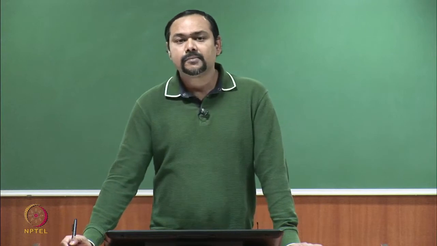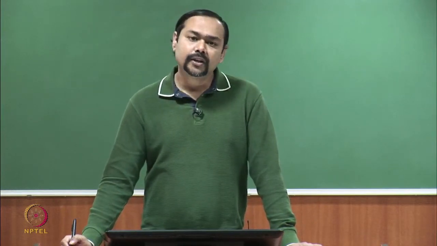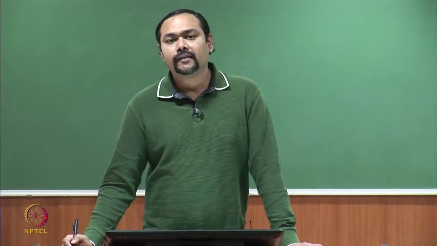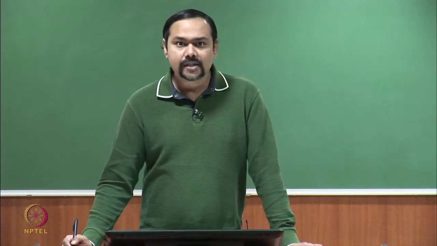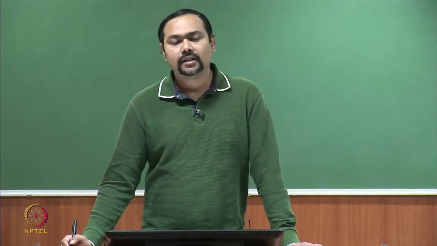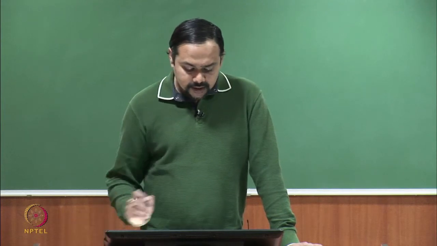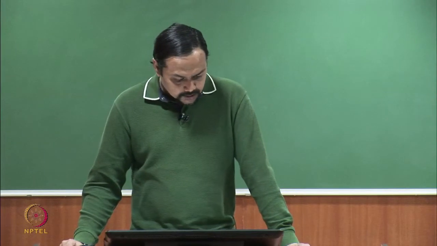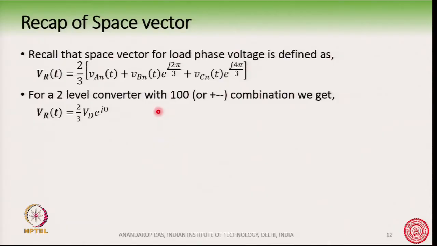So, you can have space vectors of different types of quantities. You can have space vector of current, you can have space vector of load phase voltage, you can have space vector of pole voltages of an inverter like that, and these quantities VAN, VBN and VCN, which are instantaneous time quantities, may be balanced or unbalanced. So, space vector is basically a mathematical concept. Now, for a 2-level converter, we had earlier seen.